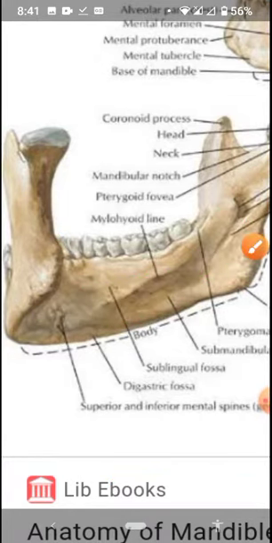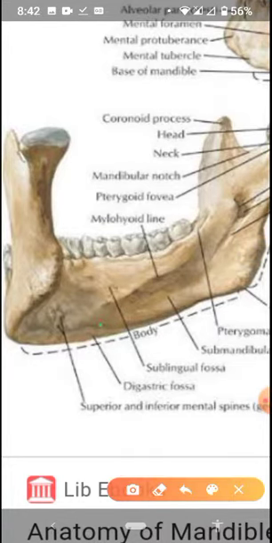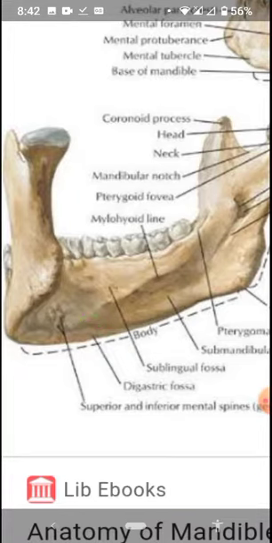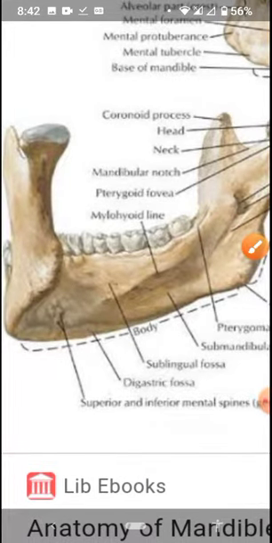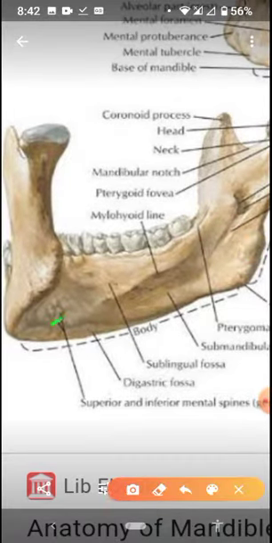The first thing we will discuss: in the center you can see the central point, where the symphysis menti is on the external side, and on the internal side, the medial side, there is the mental spine. This is the mental spine over here.